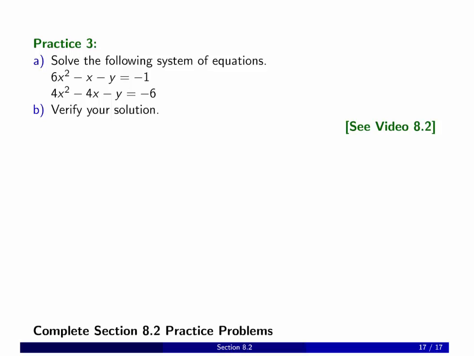Solve the following system of equations: 6x squared minus x minus y equals negative 1, and then you have 4x squared minus 4x minus y equals negative 6. Here you have no choice but to, if you're going to use elimination, you have no choice but to eliminate y. Eliminate y.